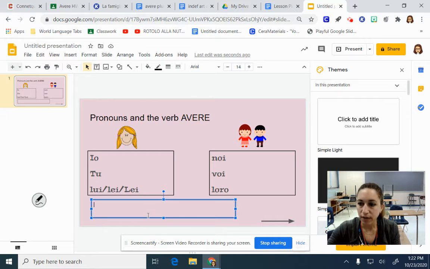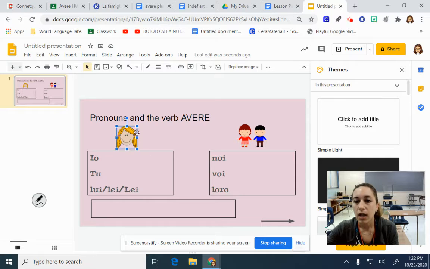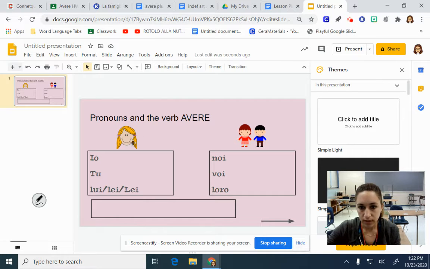You need to figure out how many people they are referring to. That's why I have the one girl over here. If it's one person, it's io, tu, or lui or lei. This capital Lei is for you formal. You might have remembered that. So again, one person is io, tu, lui or lei. If it's more than one person, then it's noi, voi, or loro. So that's the biggest difference there. You have to figure out how many people they're referring to.